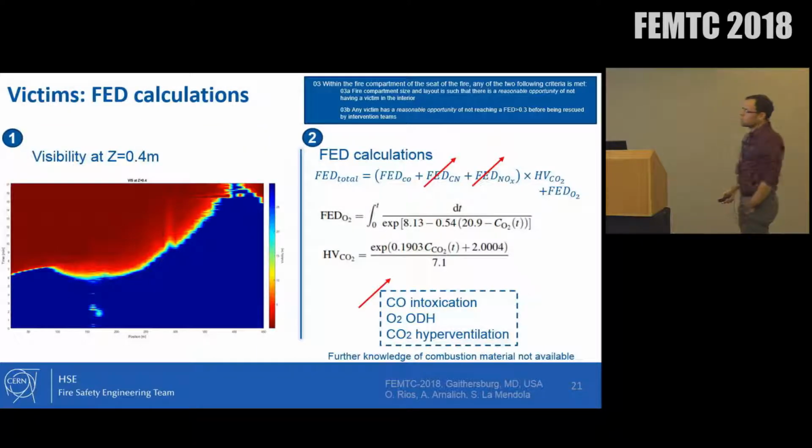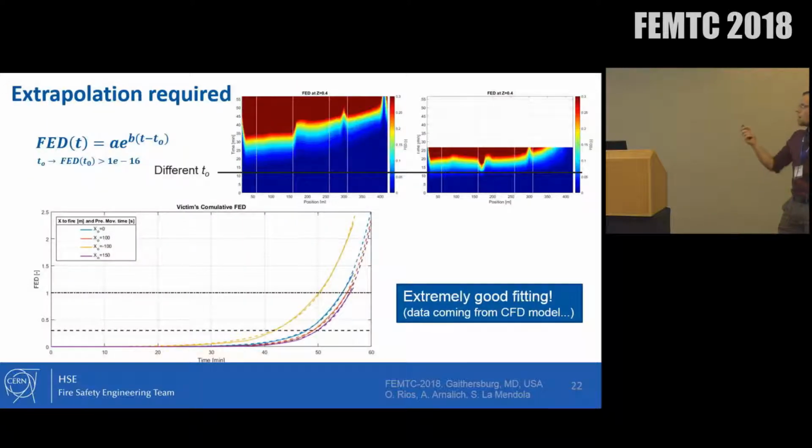But for victims, we need to go for FED, as I said, to buy more time. Let's say, I don't know if buy more time would be the proper concept, or rather to be more detailed and see which is the correct, or the realistic, consequence to the people. So here, as I said, we only focus on the CO and CO2 effects. So we neglected the rest of the species due to limited knowledge on the material, and we explore these simulations.